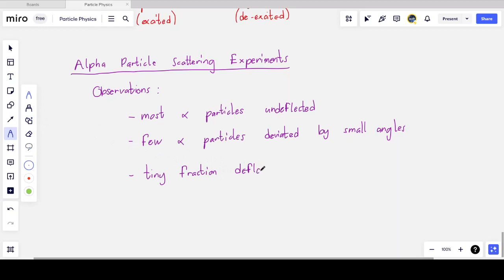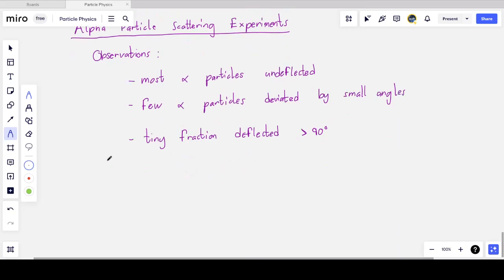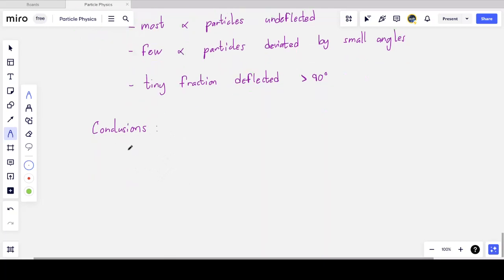So they had a deflection of the direction of motion that was greater than 90 degrees. And so a tiny fraction of the alpha particles deflected greater than 90 degrees. So Rutherford had to make a conclusion based on this experiment. And yes, you need to know these conclusions as well. So why was this significant? Well, we could now actually tell with some sort of certainty that atoms are mostly empty space.